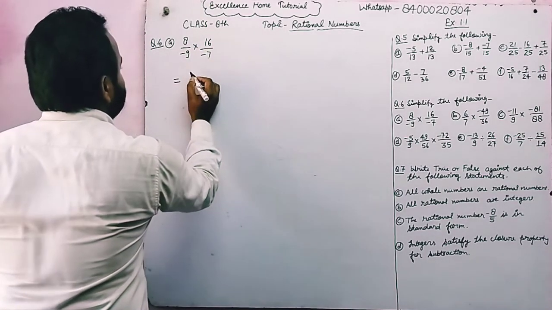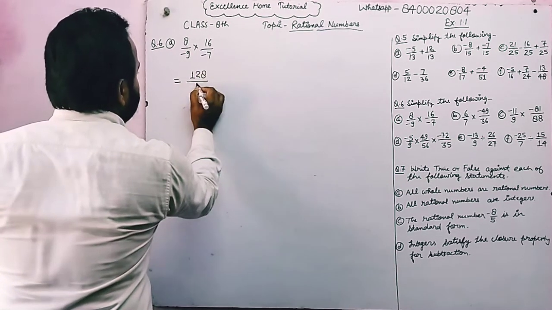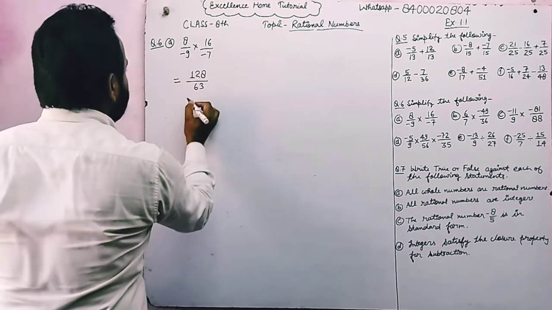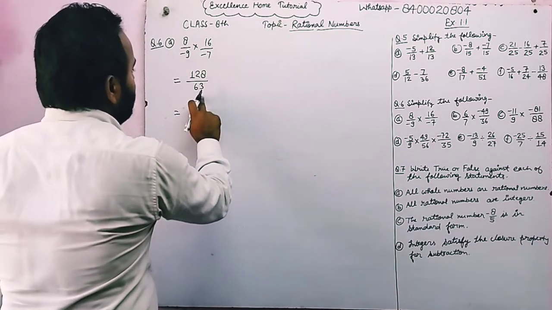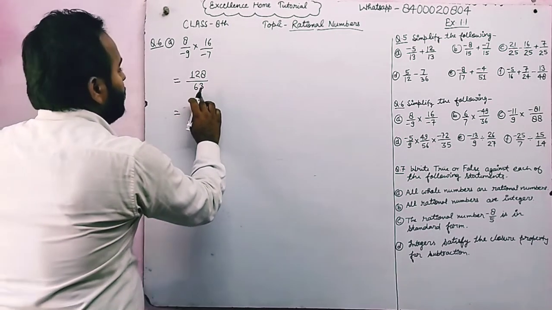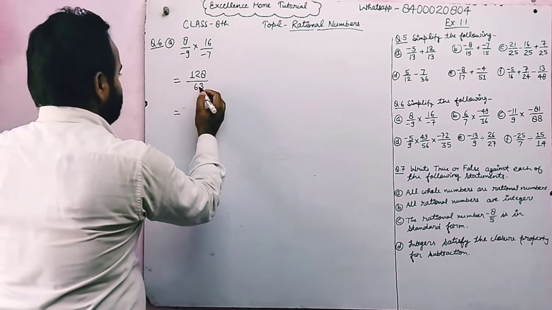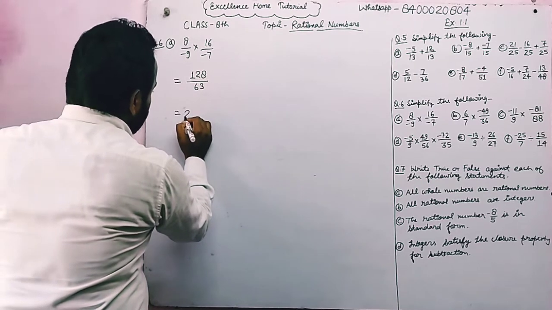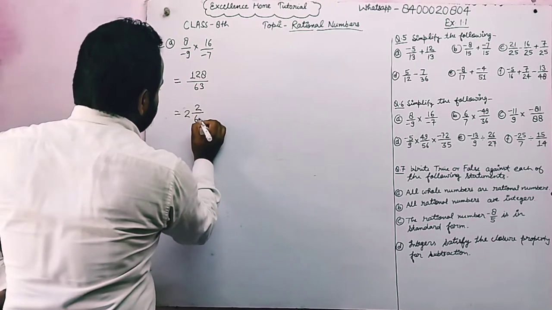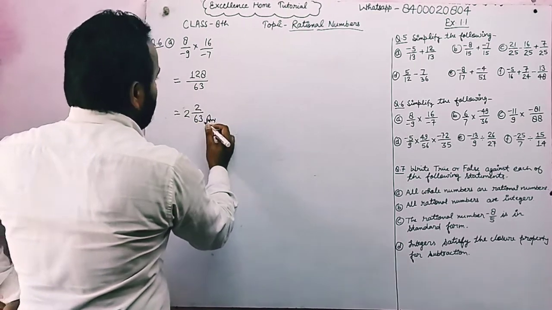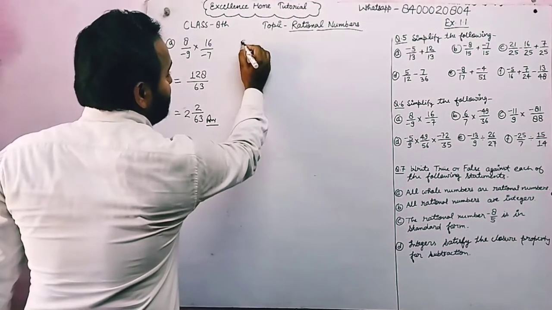So multiply: 16 times 8 is 128, and 9 times 7 is 63, minus minus is plus. So you have to convert this into a mixed rational number so you can divide this. So 2 whole 2 by 63, you can write it in this form, or you can write 128 by 63.